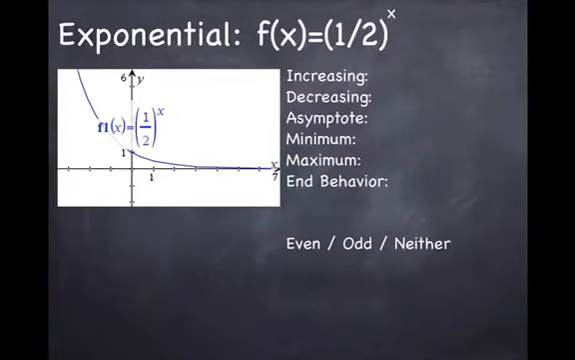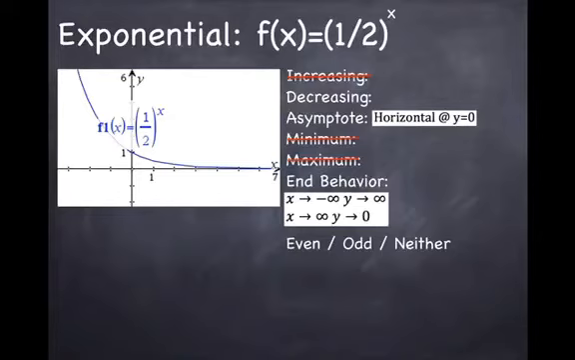All right, with this one, these two exponential functions are very similar. We are going to discuss tomorrow how these two compare to each other. Notice this time we're going to cross out increasing instead of decreasing. And it still has a horizontal asymptote at y equals 0. The end behavior is pretty much the same. Actually, no, it's not exactly the same.